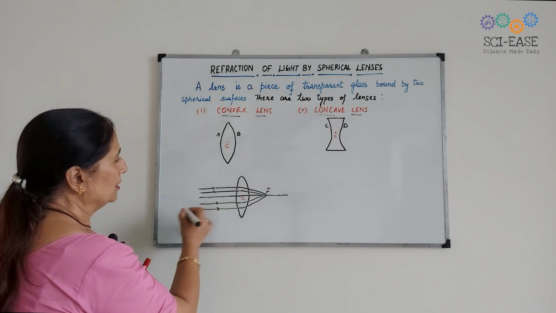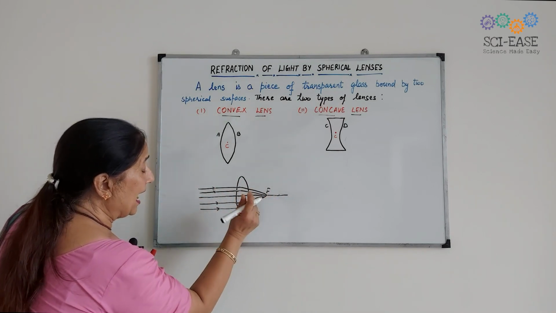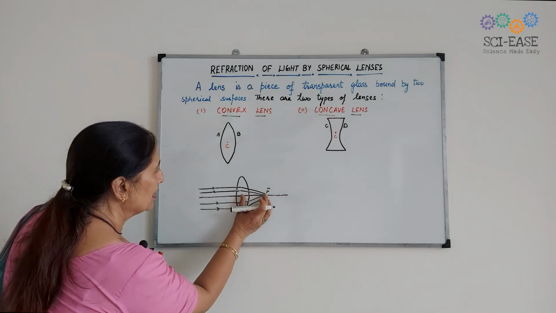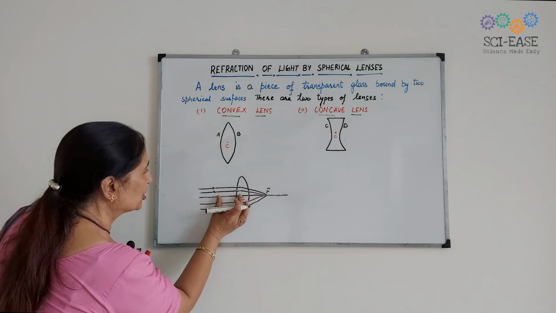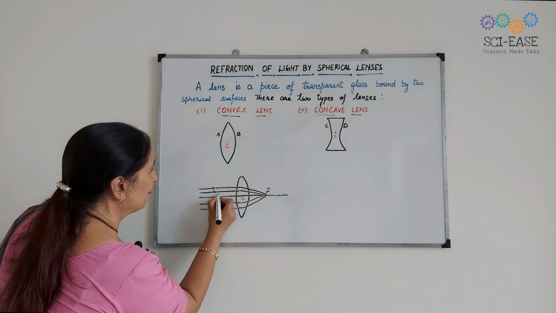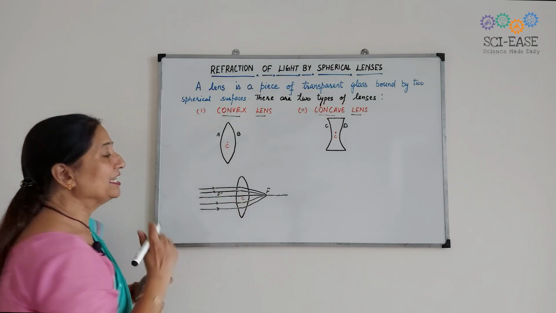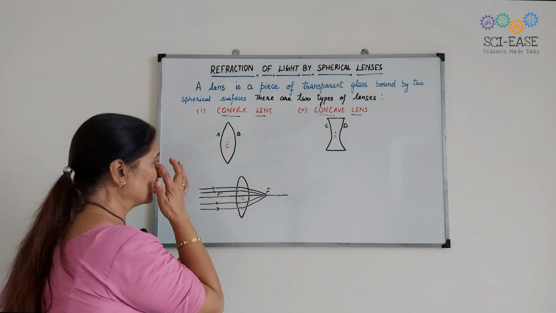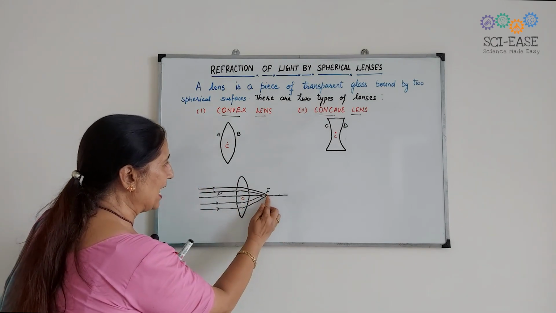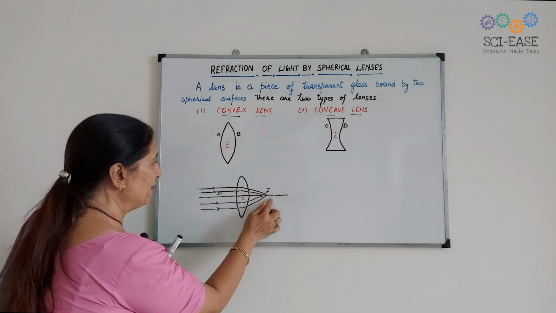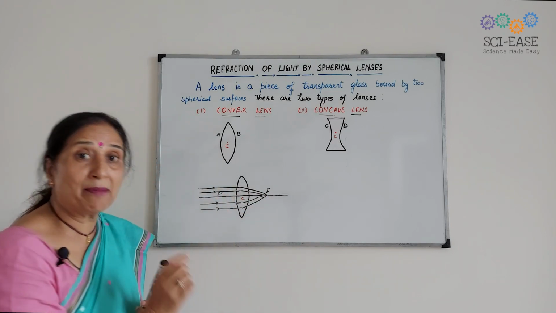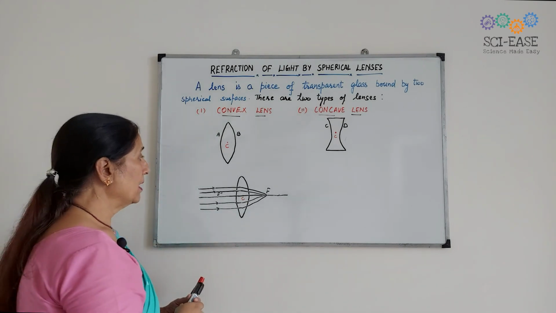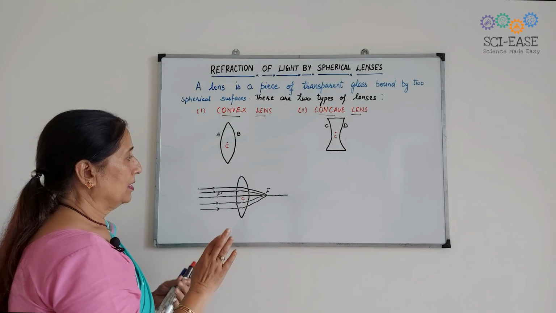You should know that the distance between F and F dash, here it is F dash, that should be equal. That should be clear to all of you, that the distances of F and F dash should be the same from the optical center. Clear? Now the next term is the focal length.